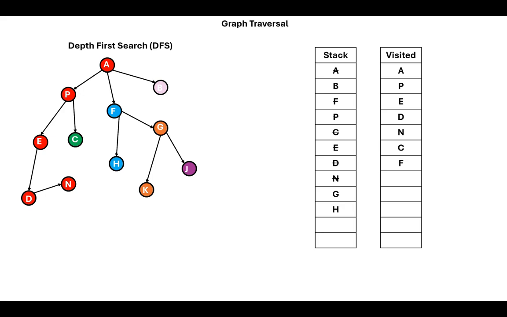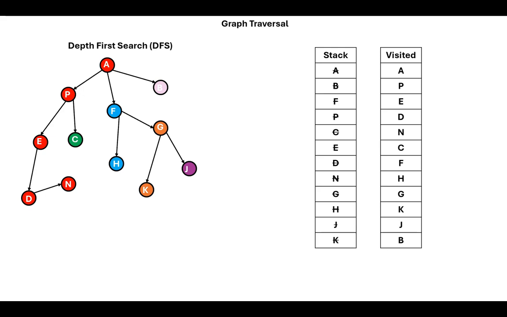F has neighbors G and H. Next we're going to pop H. H has no neighbors, so next we will pop G. G has neighbors J and K added to the stack, so we're going to pop K. Then we're going to pop J, and finally, if we go back up, we can see that B was the last one to be visited.